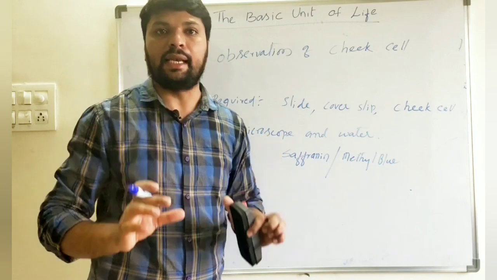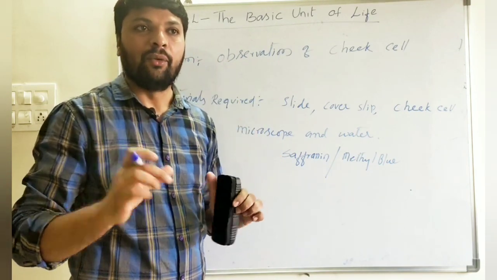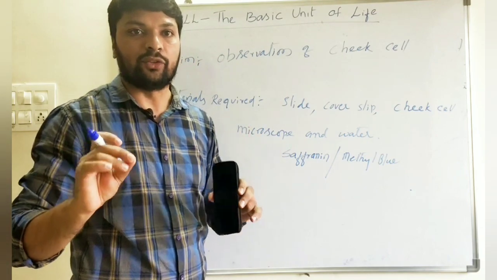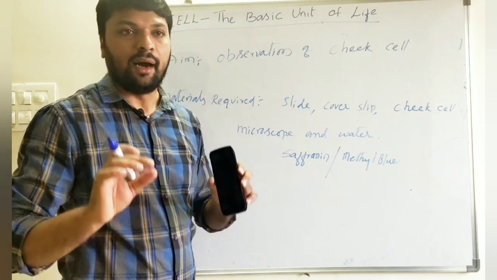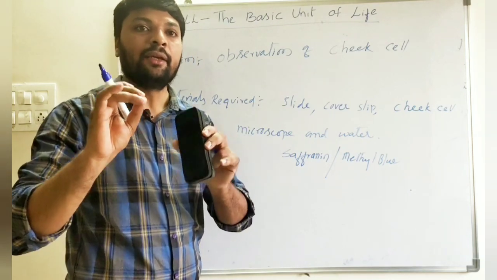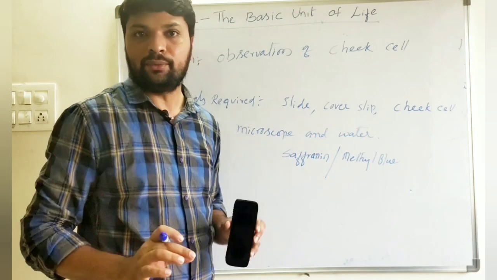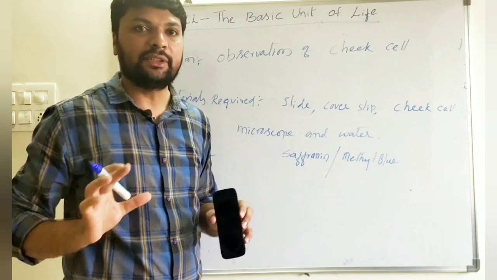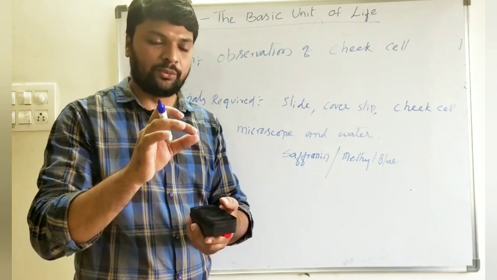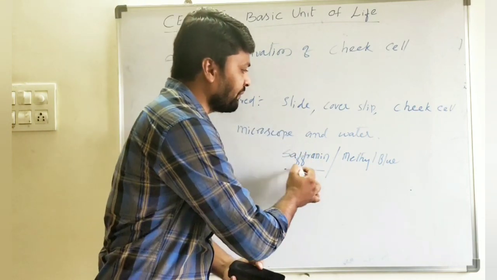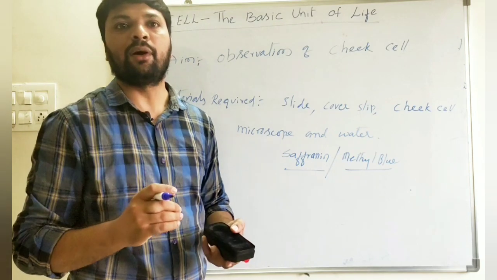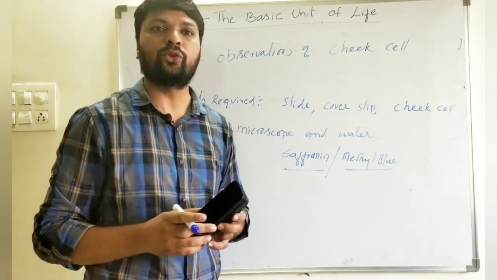While observing a cheek cell, keep in mind that while scraping the inner side of your cheek, you should not scrape very hard, otherwise you will hurt yourself. Before scraping, wash your mouth with clean water. For scraping, use a clean wooden or plastic spoon and scrape the inner side of the cheek, and collect the scraping material on this slide. To observe the nucleus, we stain with safranin or methyl blue, cover it with a cover slip and observe it under the microscope.